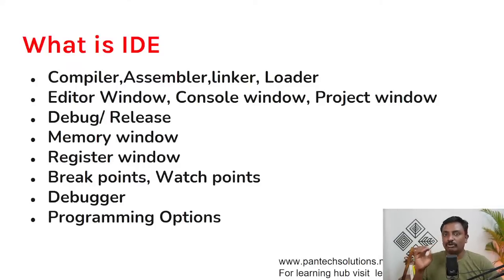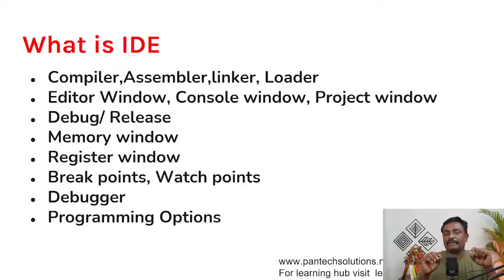The memory window and register window are used to view the values stored in the memory, and the register window allows you to view the register values. Okay, breakpoints stop the execution of the program. I'll show you in the demo class on day 4. And watch points are also used to stop at a particular point when a condition is met. The difference between breakpoints and watch points: both are used to stop the execution of the program, but with watch points, when a condition is met, you can stop the program. And the debugger is used for debugging.